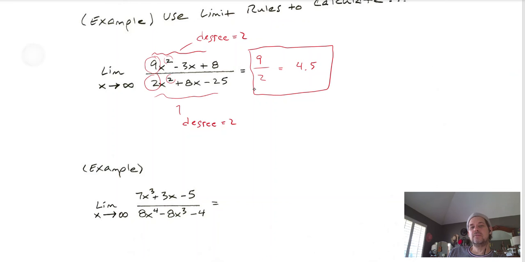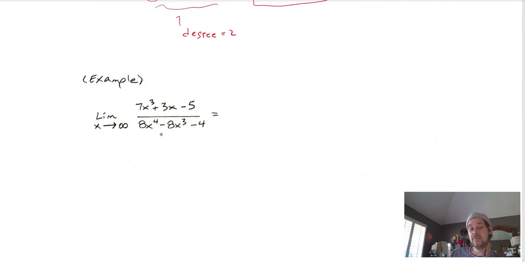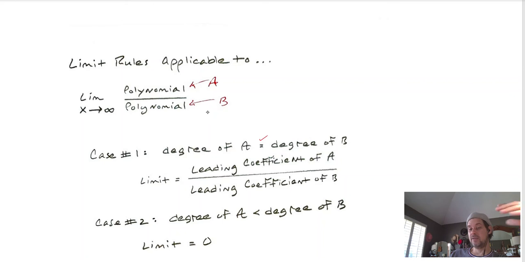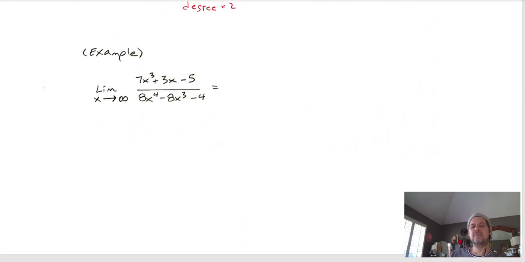All right, so now let's look at this one. This one is also a polynomial over a polynomial. Okay, and it says limit as x goes to infinity. So this rule seems like it would be applicable. Let's see, what is the degree here? The degree is the highest exponent. So that would be 3, right? The largest exponent I see among these terms is 3. And here, the degree is 4, because again, 4 is the highest exponent that I see, 8x to the 4th.